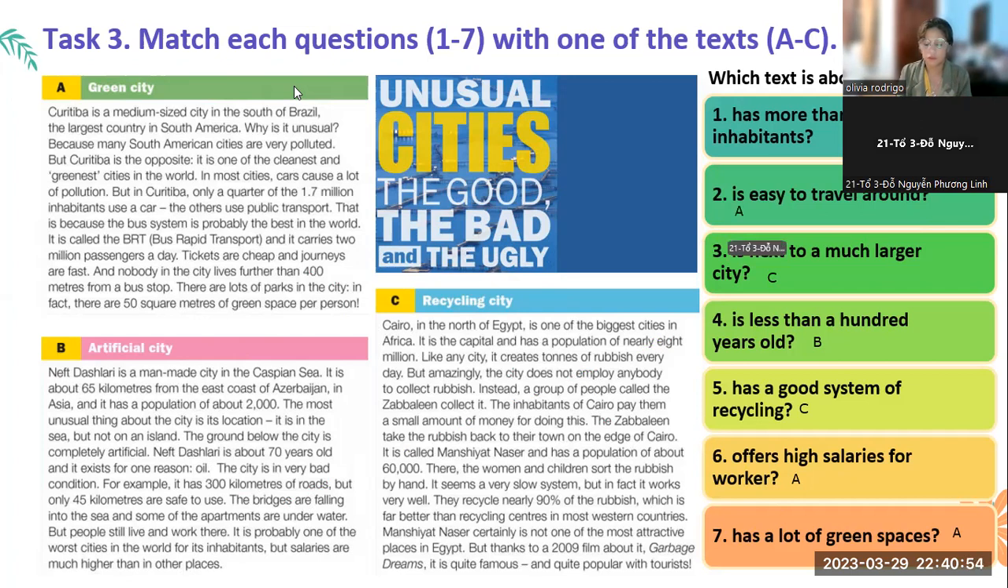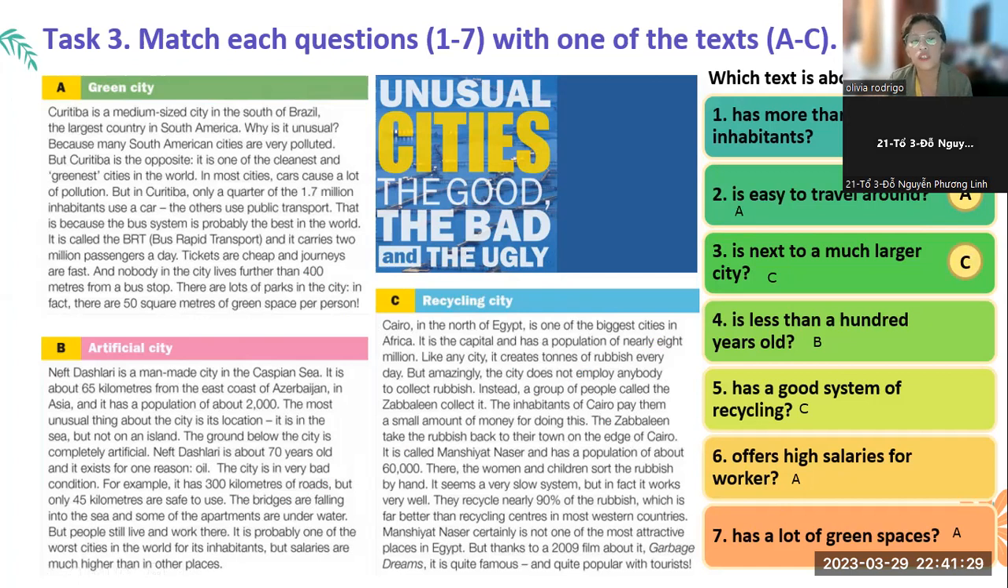Teacher, I'm finished. Okay, where are your answers? Okay, it's easy to travel around. Letter A, yes, this one, the green city, of course. It's actually a medium-sized city in the south of Brazil. It's next to a much larger city. It's letter C, the recycling city. It's next to a much larger city.